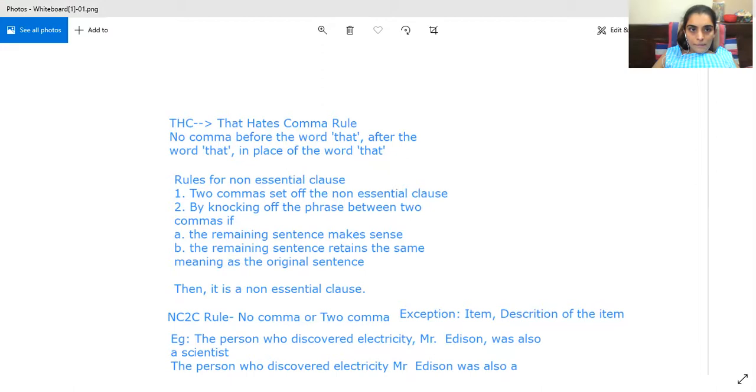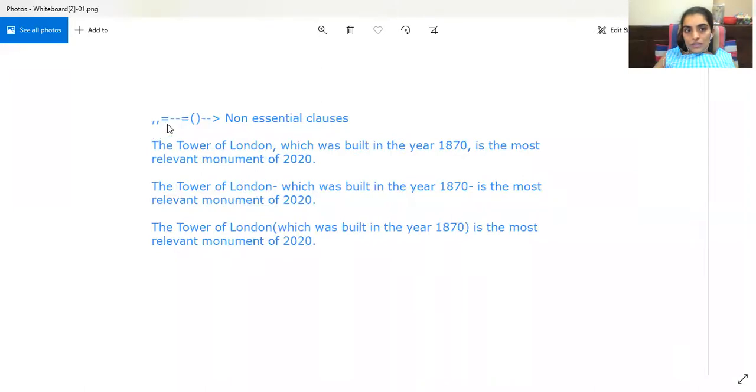Then non-essential clause में 2 commas is equal to 2 dashes is equal to 2 parentheses. It means you can put 2 commas here, or instead of 2 commas, you can put 2 dashes, or instead of 2 dashes, you can put parentheses open and closed. But they cannot be interchanged. Like a comma cannot be paired with a dash or a semicolon or sorry, parenthesis. It has to be same. Like they have to go in pairs.